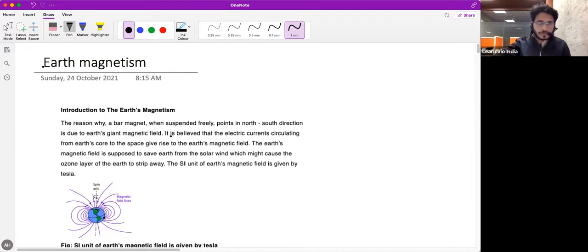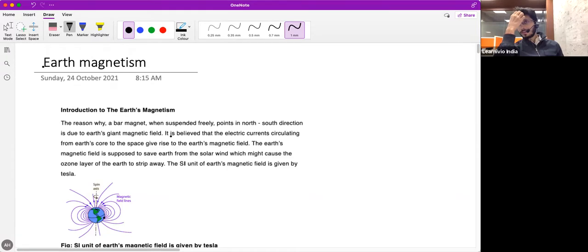See, what is earth magnetism? If you take a freely suspended magnet, suspended from some ceiling or something, and you rotate that magnet, whenever it comes to rest, it always aligns itself in north-south direction. Means the north pole of the magnet is towards the north pole of Earth, and the south pole of the magnet is towards the south pole of Earth.